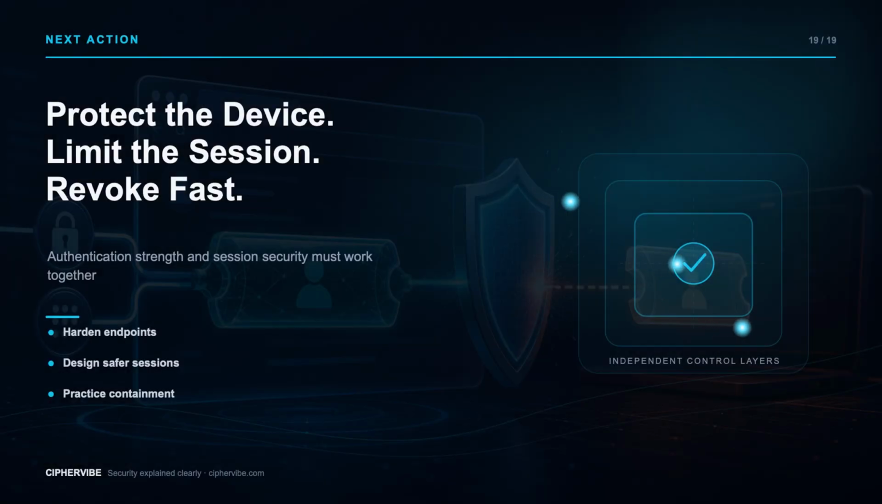The lasting lesson is that strong authentication creates a session. It does not permanently prove every later request. Protect the endpoint that holds the session. Design sessions with limited lifetime and contextual checks, require fresh proof for sensitive actions, and make revocation fast.